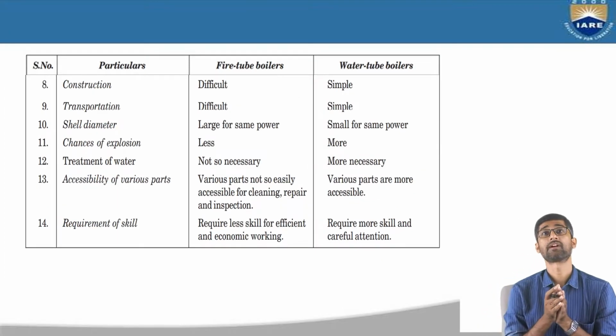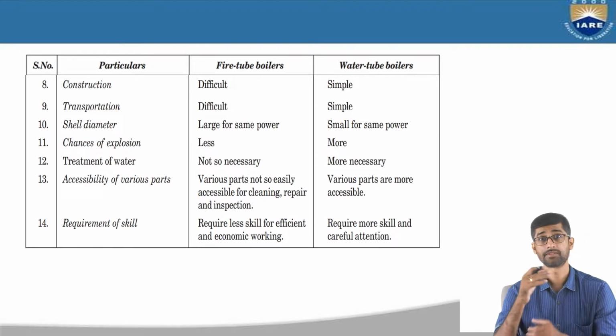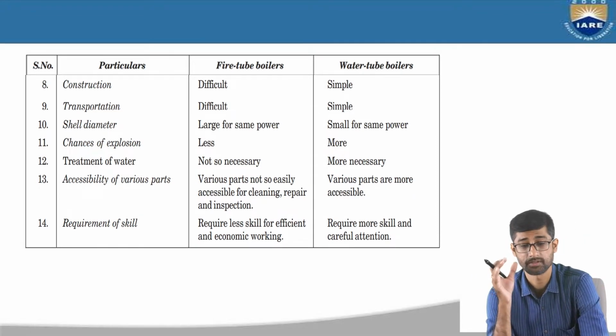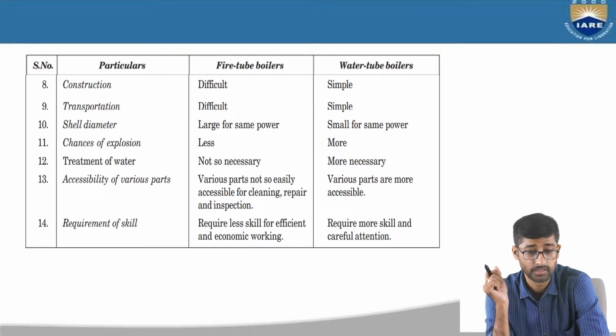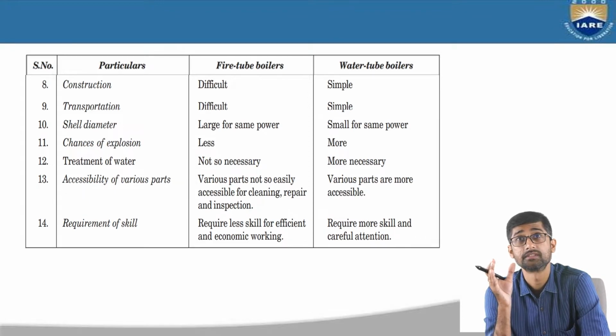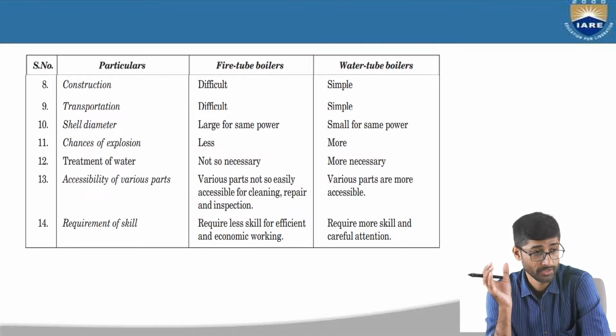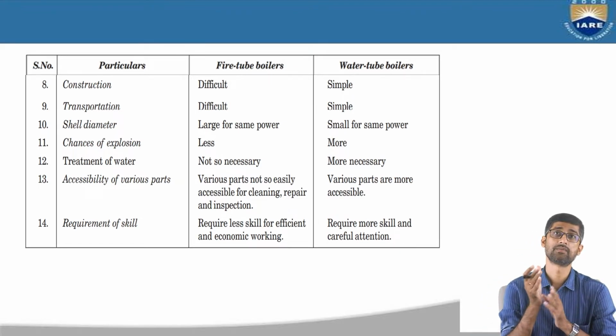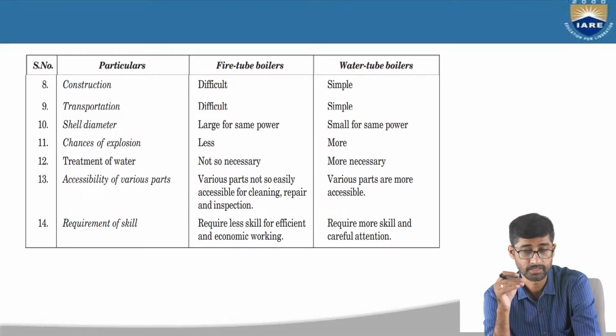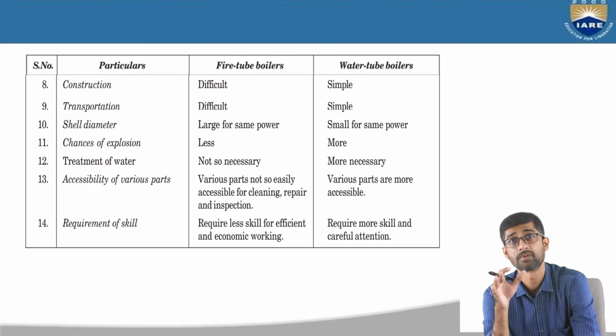According to construction, the fire tube boiler is very difficult, but water tube boilers are very simple to construct. For transportation also, it is very difficult to transport fire tube boilers, but it is easy to transport water tube boilers. And the shell diameter is large in the case of fire tube boilers compared to water tube boilers. The chances of explosion are very low in fire tube boilers than in water tube boilers. So it is not necessary to treat the water in fire tube boilers. That means we are not continuously changing the water in fire tube boilers. The same water can be used.